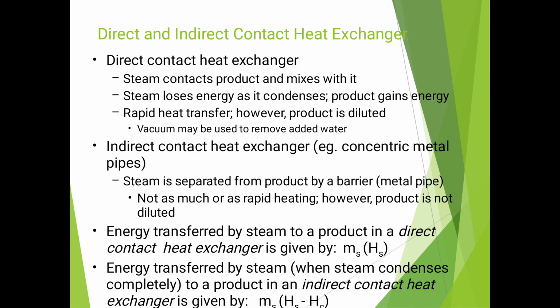Direct and indirect contact heat exchangers. In direct contact heat exchangers, steam contacts the product and mixes with it, losing energy as it condenses. The product gains energy rapidly when heat is transferred. However, the product is diluted.